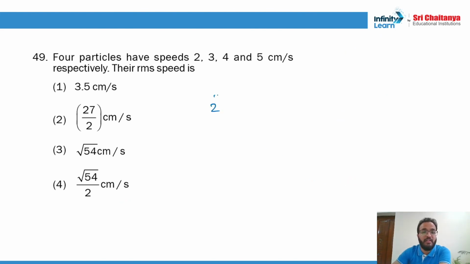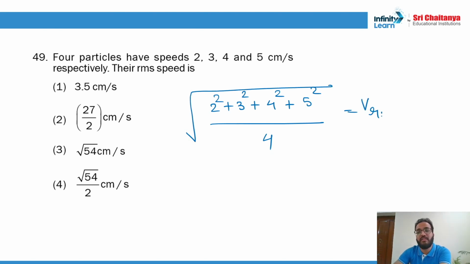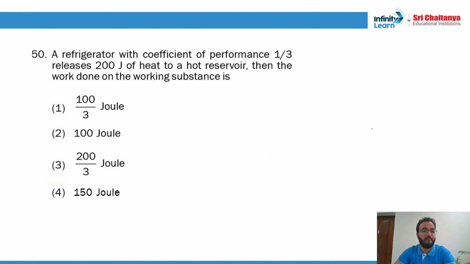Right? Now we know how to get the RMS speed. Very simple. 2 square plus 3 square plus 4 square plus 5 square upon 4. This is V average squared, and the whole square root gives you VRMS. Got it?